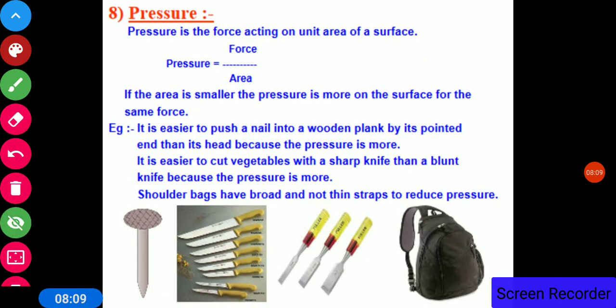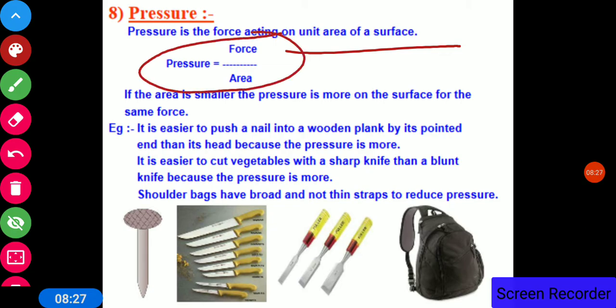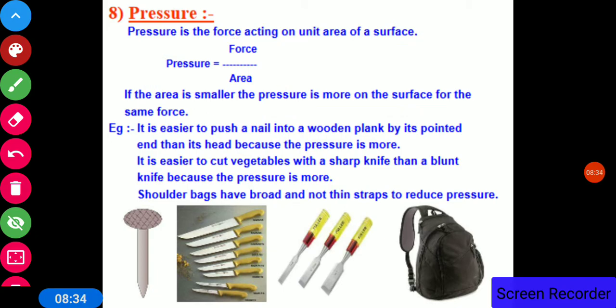Now pressure. Pressure is the force acting on a unit area of a surface. Sometimes force is misunderstood as pressure. Pressure is force, but it is the force acting on a unit area of a surface. So pressure is equal to force upon area. If the area is small, the pressure is more on the surface for the same force.